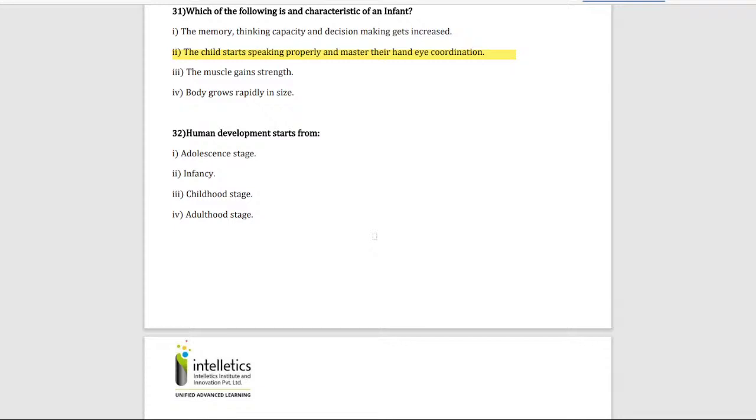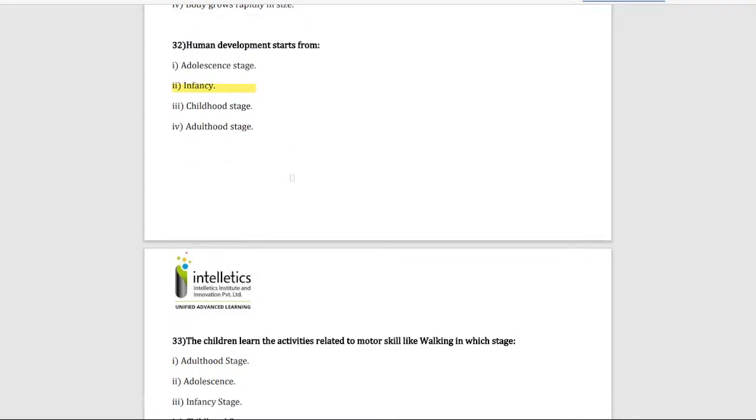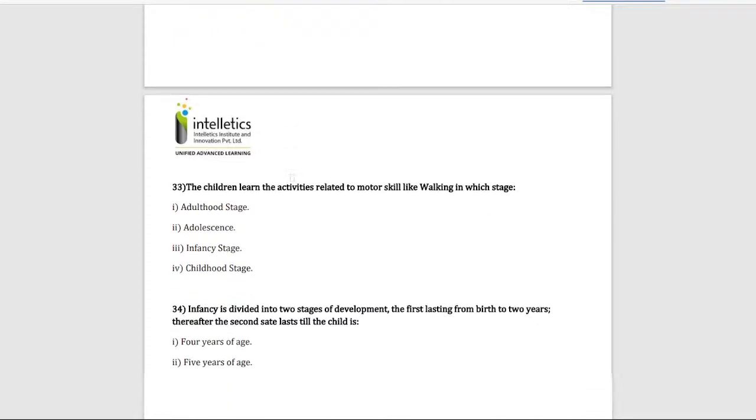Question number 32. Human development starts from dash. First, adolescence stage. Second, infancy. Third, childhood stage. Fourth, adulthood stage. And the correct answer for this question is second, that is infancy. Human development starts from infancy.